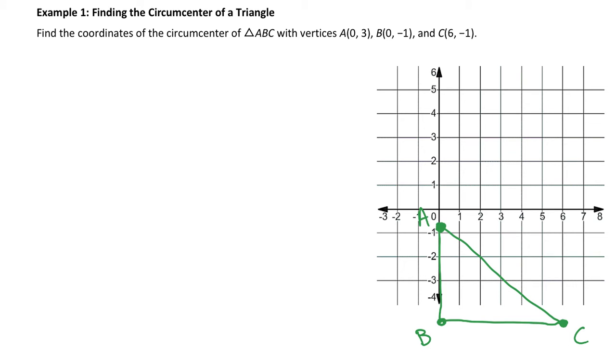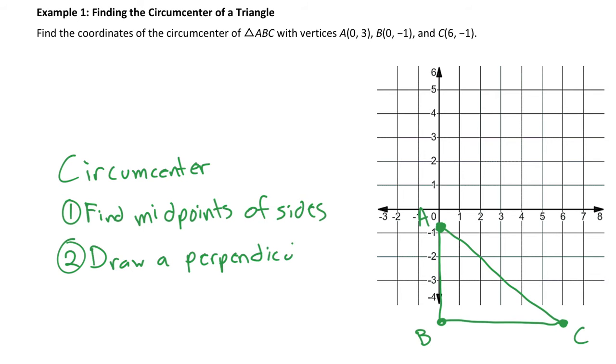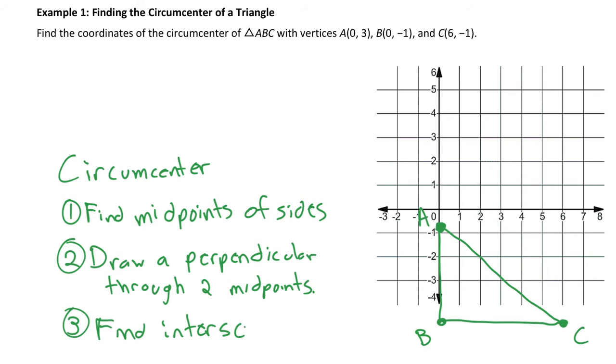So, to find the circumcenter, I have to do a few things. Number one, I have to find the midpoints of all the sides. Second, I have to draw a perpendicular through at least two midpoints. Okay. Three, I have to find the intersection of those perpendiculars. So kind of a checklist. And you're going to see that it's not quite as hard as it seems to find that circumcenter.